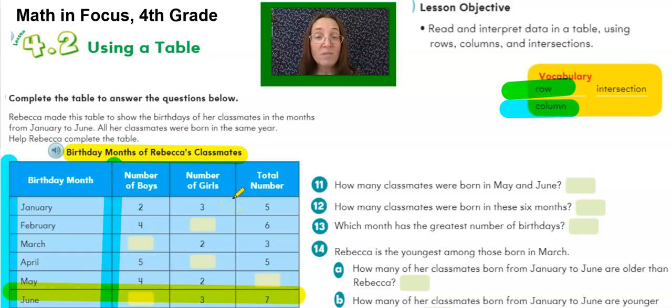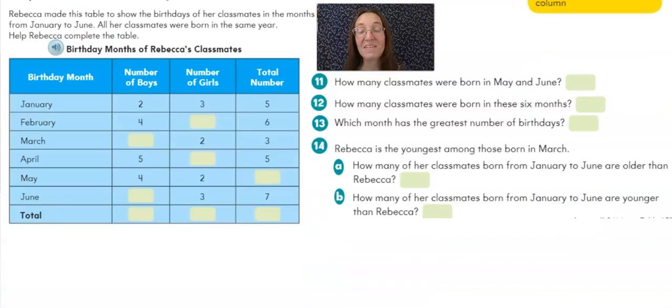Now, where columns and rows meet, we call that an intersection. And so right here, this orange shaded in box is the intersection between the column telling the number of girls and the row for February. So now that we've oriented ourselves, let's take a look at this table and see if we can use it to find information and understand information and answer questions.